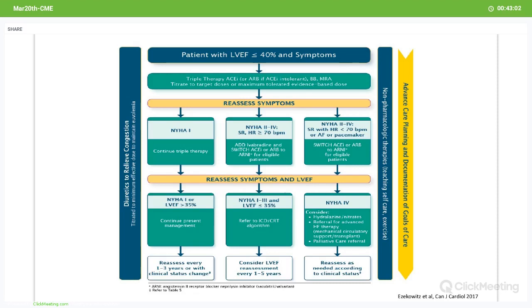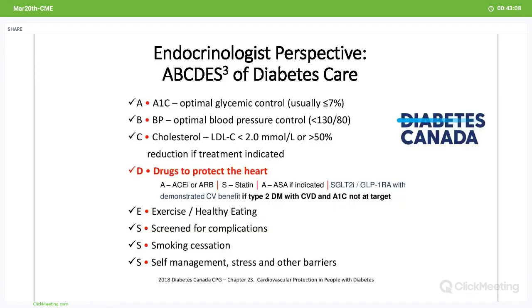And nowhere on this algorithm yet is looking at managing subgroups with diabetes with oral hypoglycemics like SGLT inhibitors. I think when we look at what the endocrinologists tell us, they take a more holistic view of their diabetic patients. They're going to look at optimal glycemic control, which of course is tailored to their risk and age, optimal blood pressure control, cholesterol control, drugs to protect the heart, so ACE inhibitors, statins, aspirin if indicated. I know that's another hot topic. SGLT2 inhibitors or GLP agonists if they have demonstrated cardiovascular protective benefits. Exercise, smoking cessation, self-care.